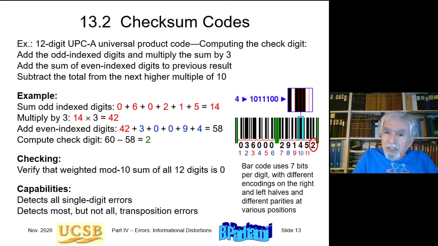detects all single-digit errors. If one of those digits changes, let's say this 6 changes to 4. That's an odd index digit. 6 changing to 4 reduces its value by 2. 3 times 2 is 6. So it will reduce the sum by 6. And therefore, the sum will no longer be a multiple of 10. And you detect that error. So any single digit error, whether you increase the value of a digit or decrease the value of a digit.